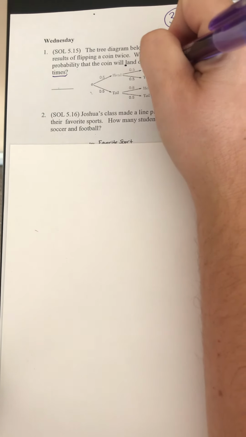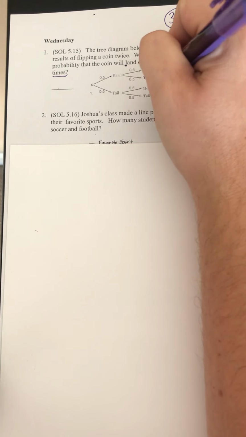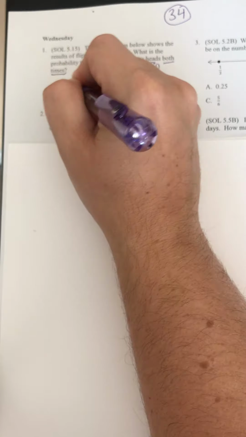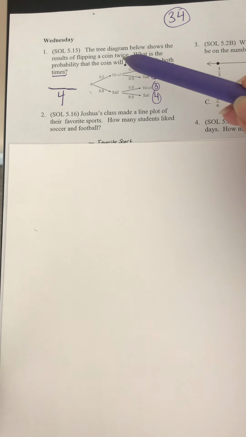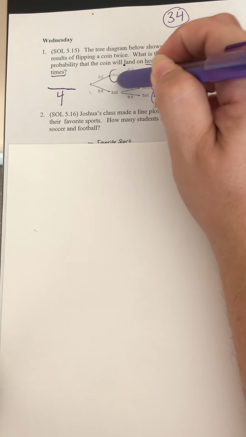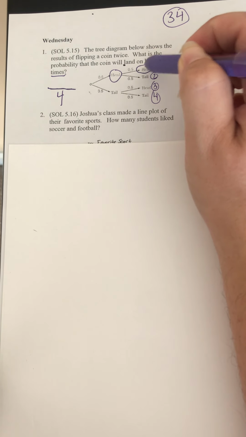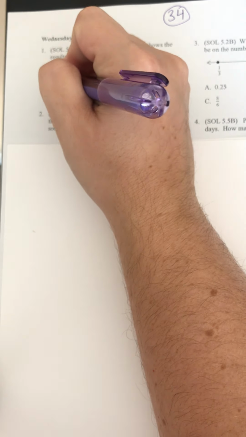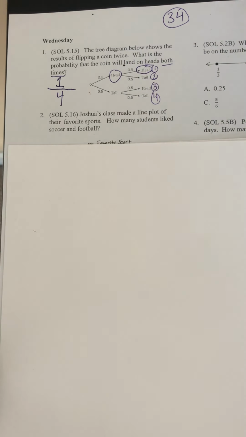So looking here, it looks like you have 4 total options. And the probability of getting a head both times, so head and head, here it is, head and head. So it looks like only one of the 4 different outcomes will land on heads both times. Okay, if you have anything different, just let me know, all right?